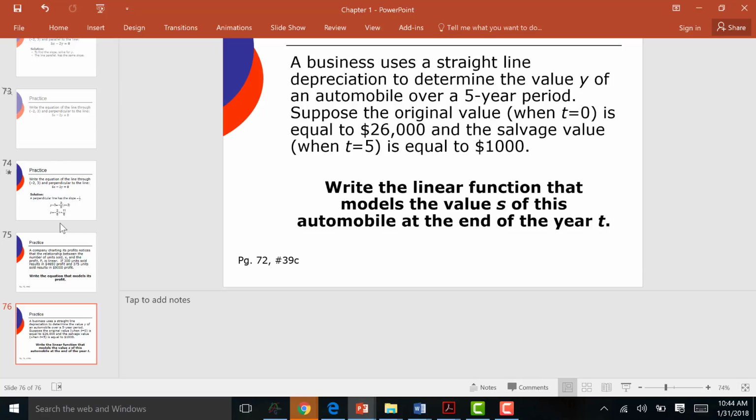0, 26,000, and 5 and 1,000. Aha, so we got a 0, comma, $26,000. And then I got a what? 5, comma, 1,000. There are your 2 points.